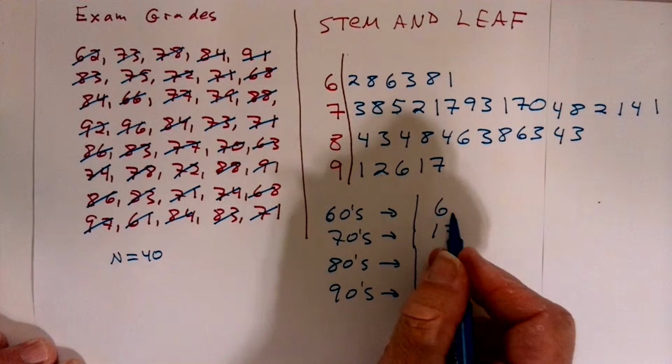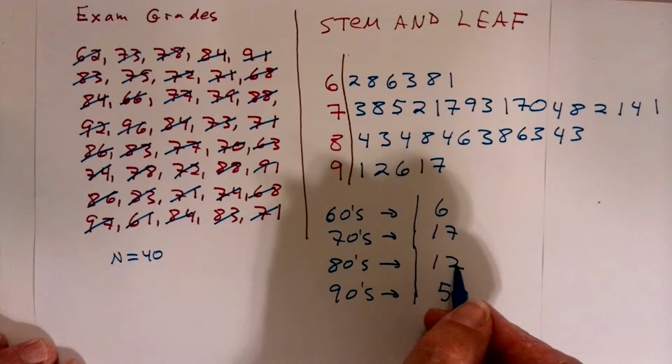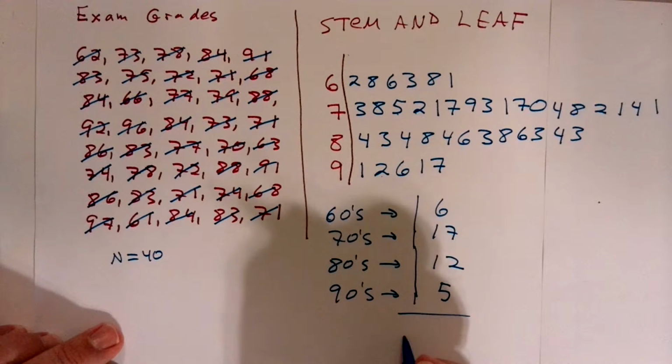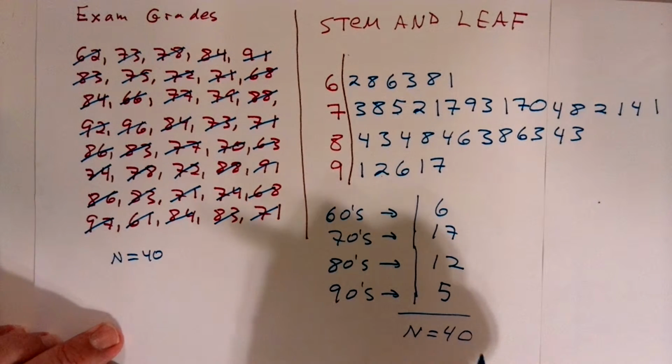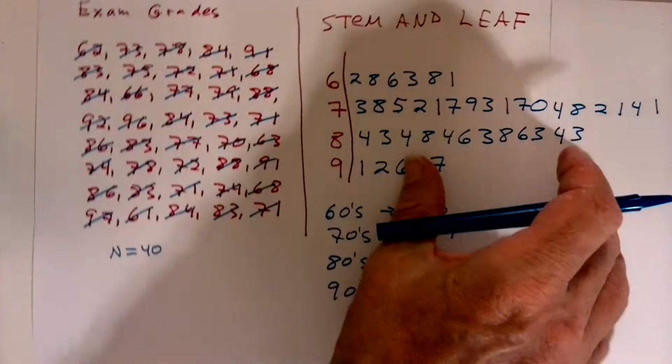Let's add all those together. 17 and 6 is 23. And 12 is 35, and 5 is 40. All right, so we've done some analysis here. This is our stem and leaf plot.